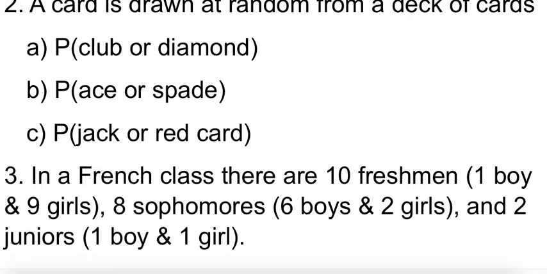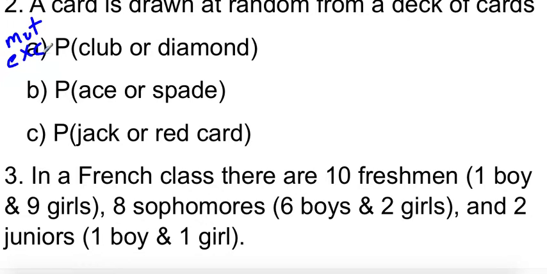So a card is drawn at random from a deck of cards. There are 52 cards in a deck. We want to know the probability of getting a club or a diamond. Clubs and diamonds, those are two totally different things. This is mutually exclusive. There is no overlap. You can't have a card that's a club and a diamond.